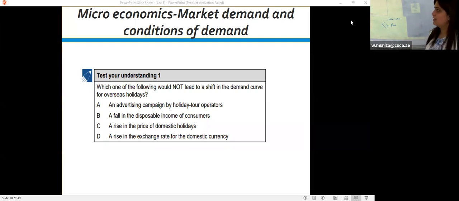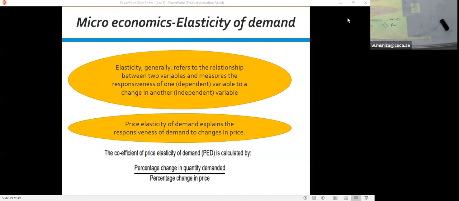So which one is not leading to a shift in demand curve for overseas holidays? The first three are shifting the demand, either inward or outward. But in the last case, it is contracting. Got it? So you have to consider the contraction and expansion and the other concept of shifting. Shifting can be inward and outward.